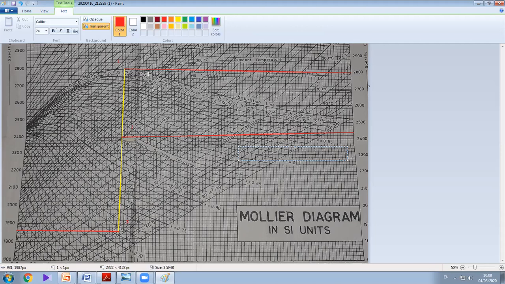It will give the same value. You can read on either side, it will give the same value. When I take state 1 here, I am getting 2800, a little bit above.